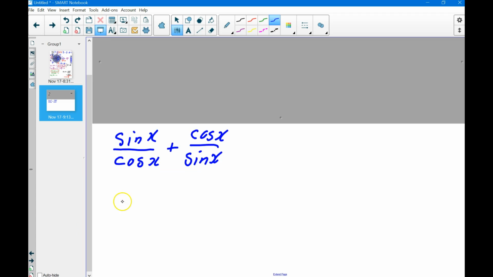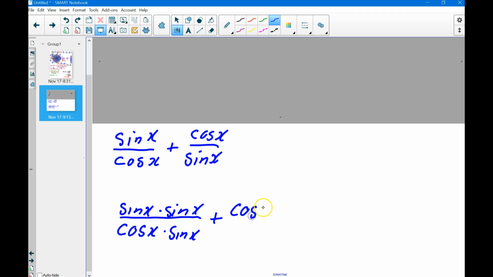And the common denominator would be cosine x times sine x. So sine x over sine x times sine x, plus cosine x times cosine x, cosine x over cosine x sine x.